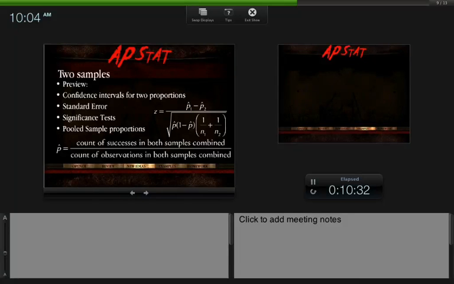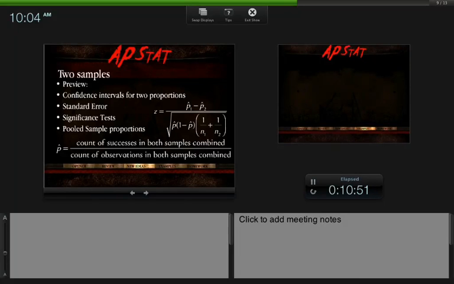All right, this is really going to be chapter 22. We are going to change gears just a little bit. It's the same thing we've always done with significance tests and confidence intervals, but now instead of just one sample, we're going to be dealing with two different samples.